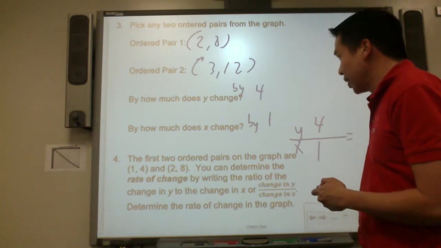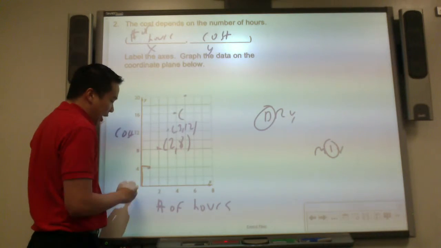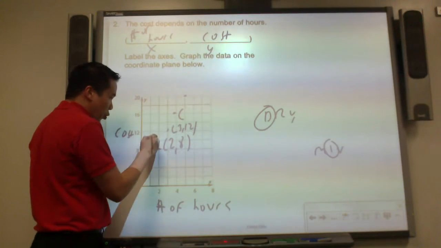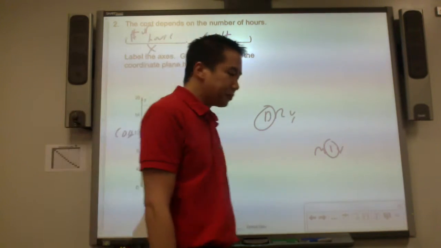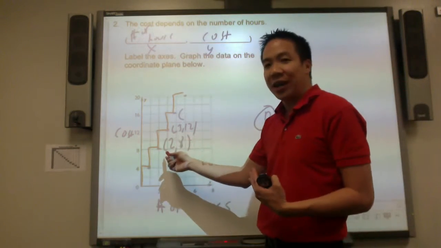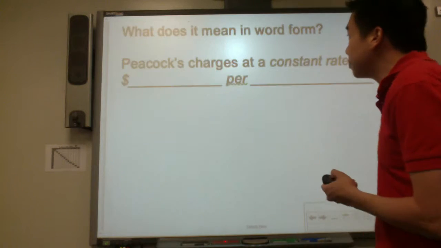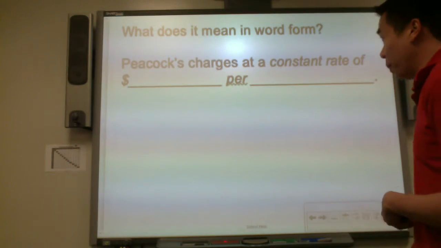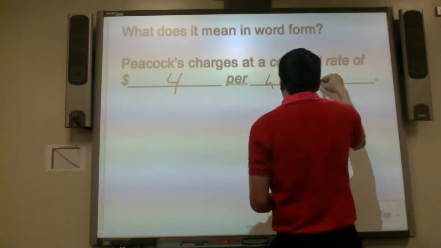So let's look at the graph. Is it really true? Is it going up $4 for every hour? $4 for every hour. So this is a constant rate of change because every hour it goes up $4. So what does it mean in word form? Mrs. Peacock charges a constant rate of $4 per hour.